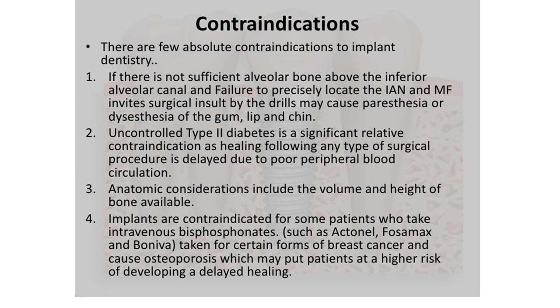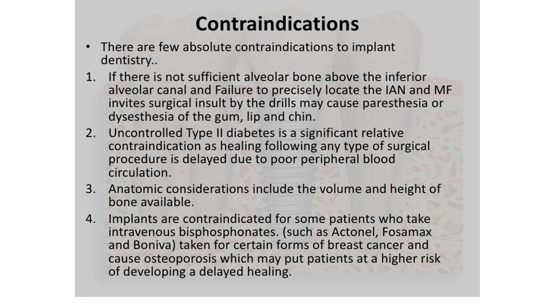Then uncontrolled type 2 diabetes, as you know that diabetics have poor healing. That is because of the poor peripheral blood circulation, and good healing and a good blood supply or circulation is very important for a successful implant. Then anatomic considerations regarding the bone, which is the volume and height of the bone available. All these things you can determine from good radiographs or x-rays.